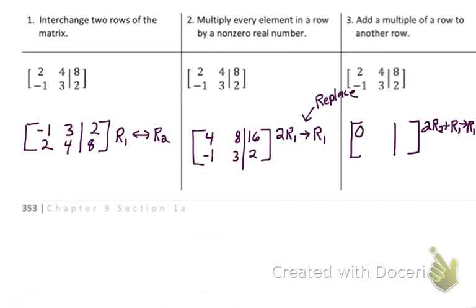Let's keep going. I have 2 times 3, which gives me 6. Add that to 4, and I now have 10. My final step is 2 times 2 is 4, plus 8 is 12. And because I only replaced row 1, I didn't actually do anything to row 2. I just used it to add. So row 2 is going to stay the same. So it'll be negative 1, 3, and 2.